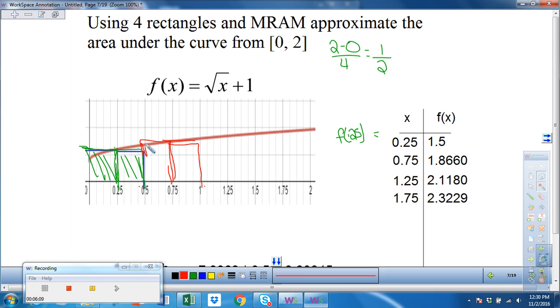Okay, so that rectangle looks a little bit like that. And again, I'm going to use 0.75. I'm going to evaluate the function at 0.75. And then the next one would be between 1 and 1.5.